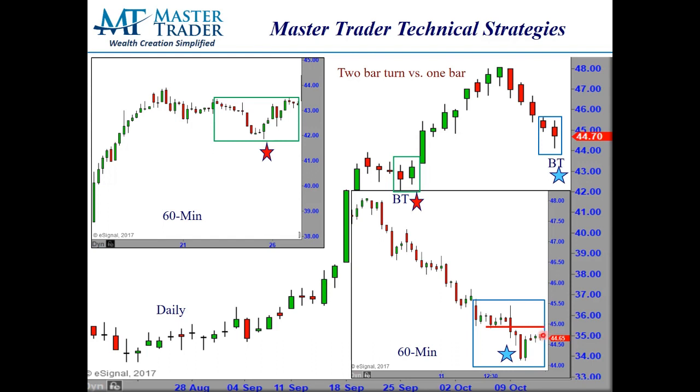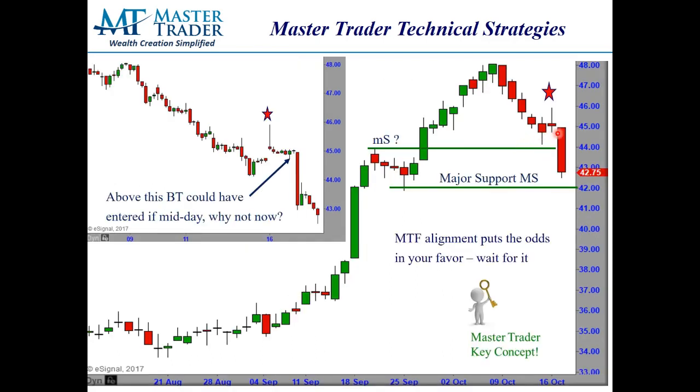the 60-minute. So could you be a buyer from the daily? Well, at a minimum, it has to trade above the bottoming tail bar's high, which would put it above here, which would put everything in alignment. So we're waiting. Here we have a pretty deep pullback into major support. So we're going to be waiting here to see what will happen.